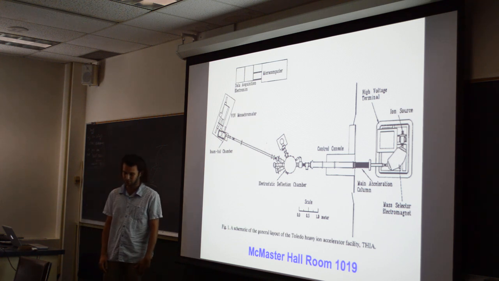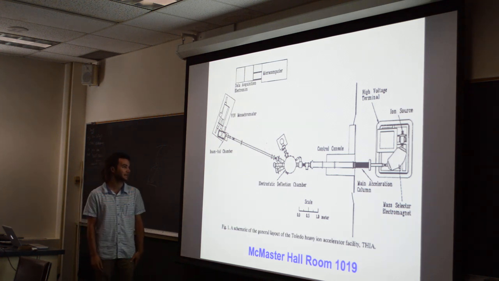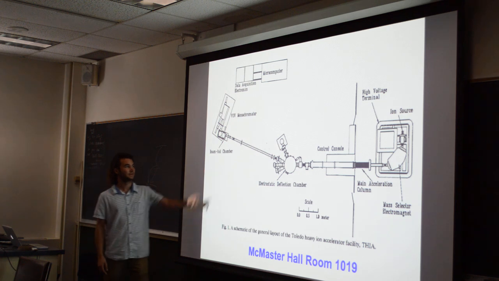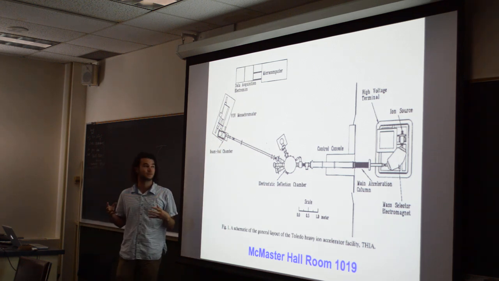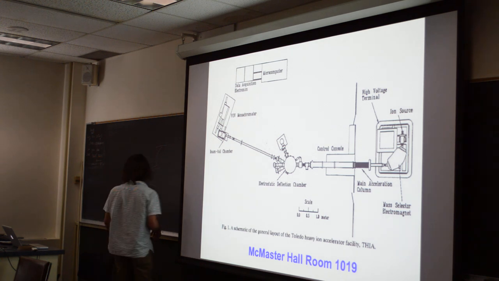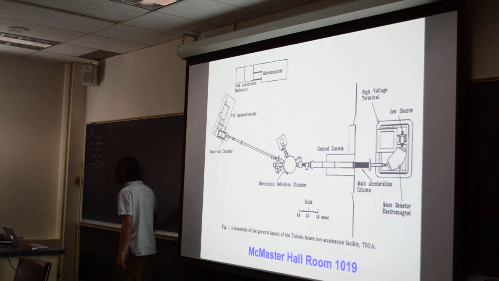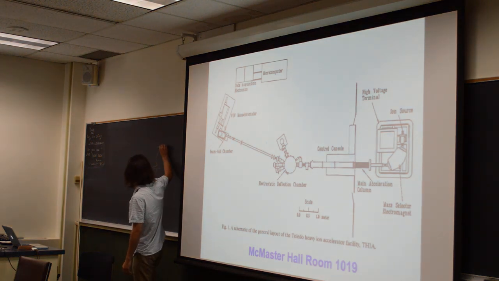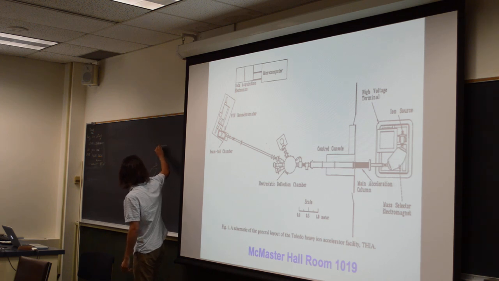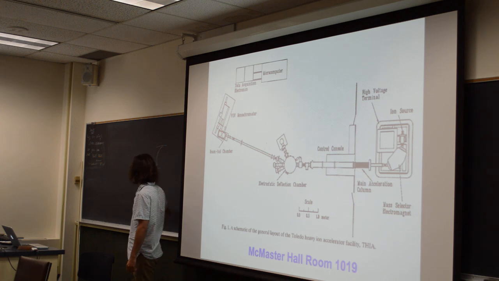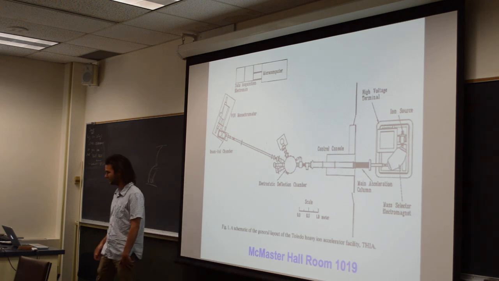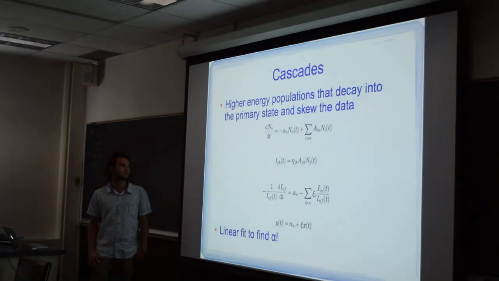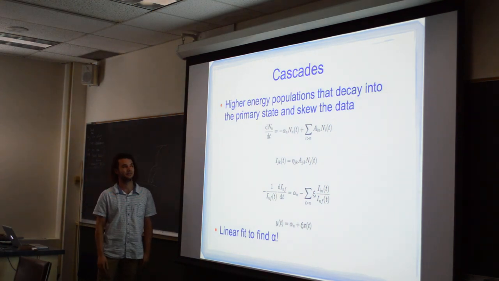But there's actually one other thing that you have to select for. Since it excites to many states, sometimes you'll end up trying to look at this state coming down here, this transition, but there's maybe a higher energy state that decays to that state and then decays again, and that'll skew the data. Well, that's what you call a cascade. That's when one cascades down into the level you're looking at.